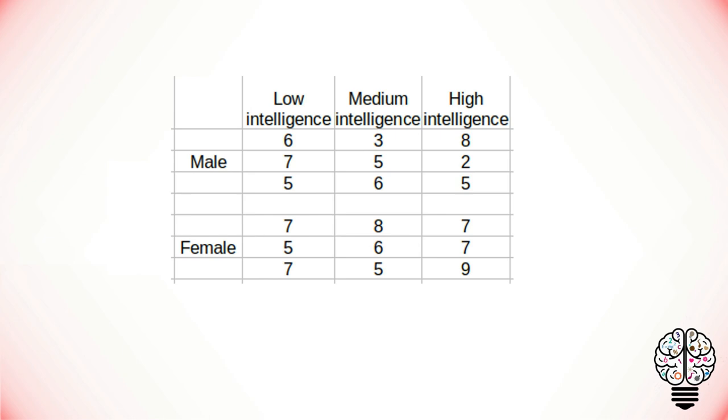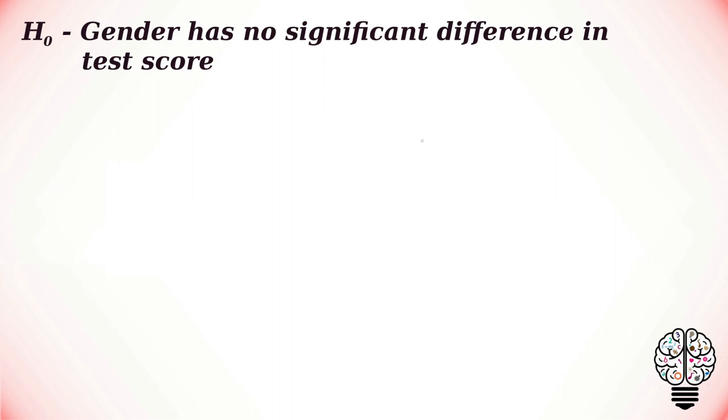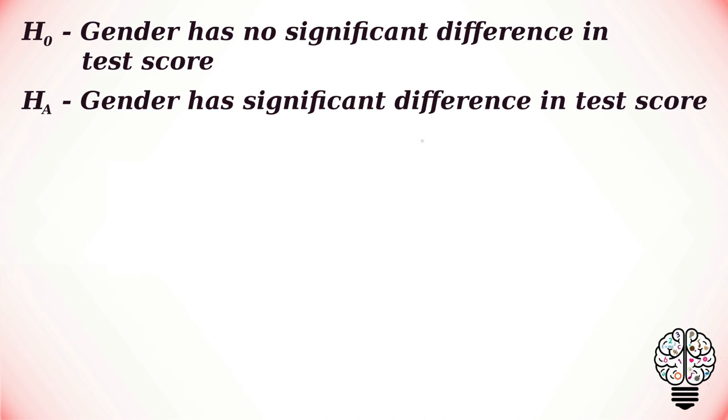With the following data, we are going to find if intelligence and gender have a different effect on a particular test. First, we have to state the null hypothesis and the alternative hypothesis. There are three sets of hypotheses with a two-way ANOVA. The first null hypothesis is that gender will have no significant effect on the test score. The alternative hypothesis is that gender will have a significant effect on test score. This is like the one-way ANOVA for the row factor.